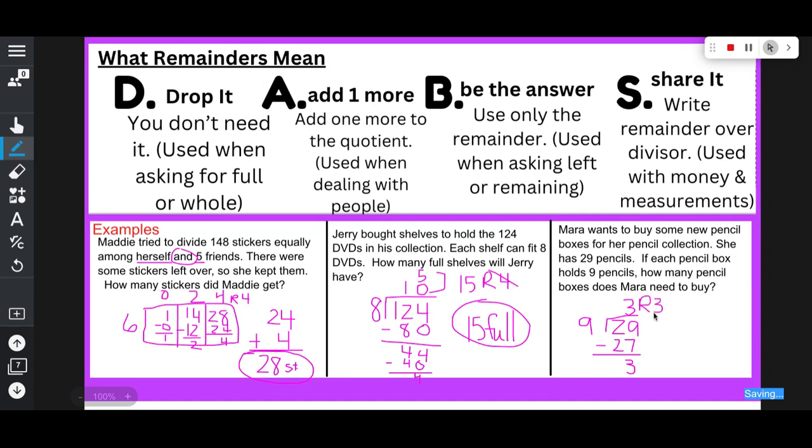So in this case, because we're buying enough to hold everything, we need to make our quotient have one more. We need to add one more. So this remainder 3 tells us that we need to buy 4 boxes, or we won't have enough space for all of our pencils. So this is going to take a lot of practice.